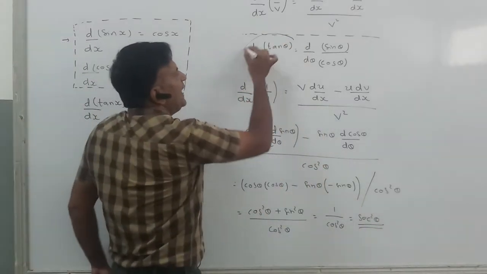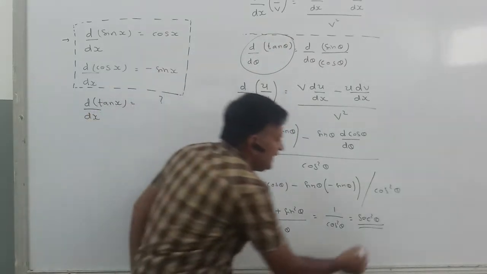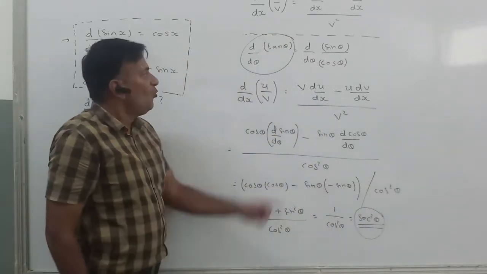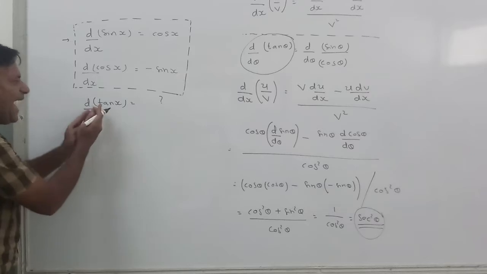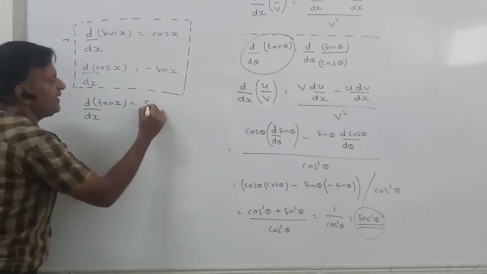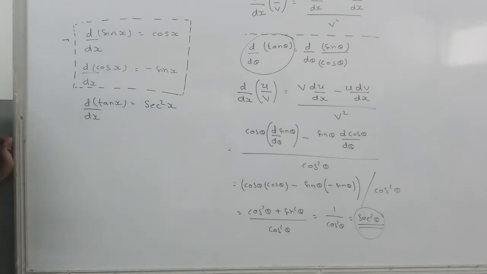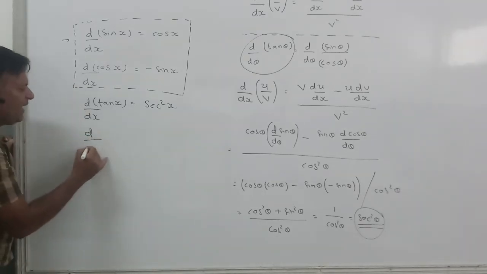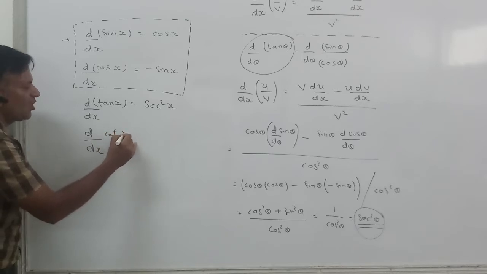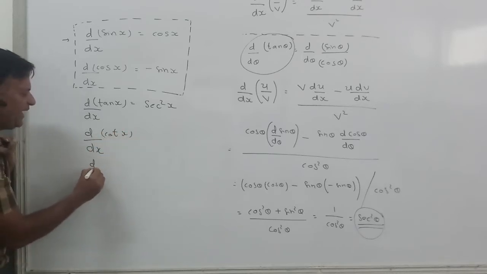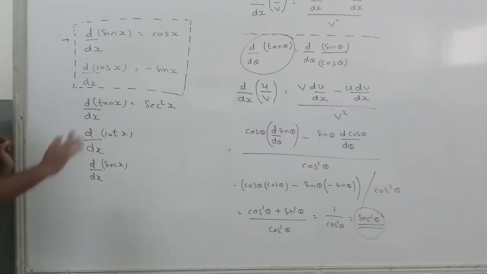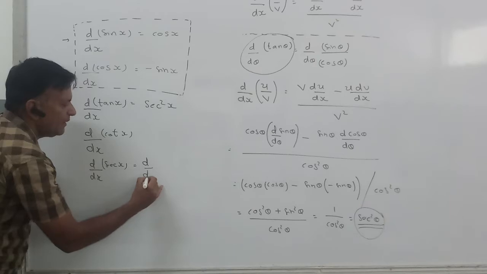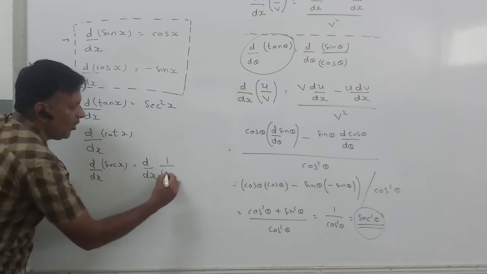So what is the differentiation of the tan function? It is sec square. Or what is d/dx of tan theta? It is sec square theta. What is d/dx of tan x? It is equal to sec square x. In the same way, you can find d/dx of cot x. Then again you can find d/dx of sec x. I will give you one hint on this. How do you find d/dx of sec x? It is simply d/dx of 1 upon cos x.